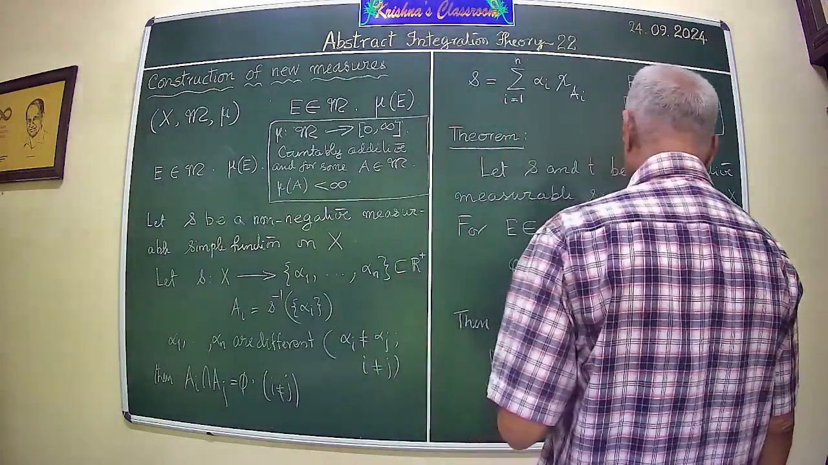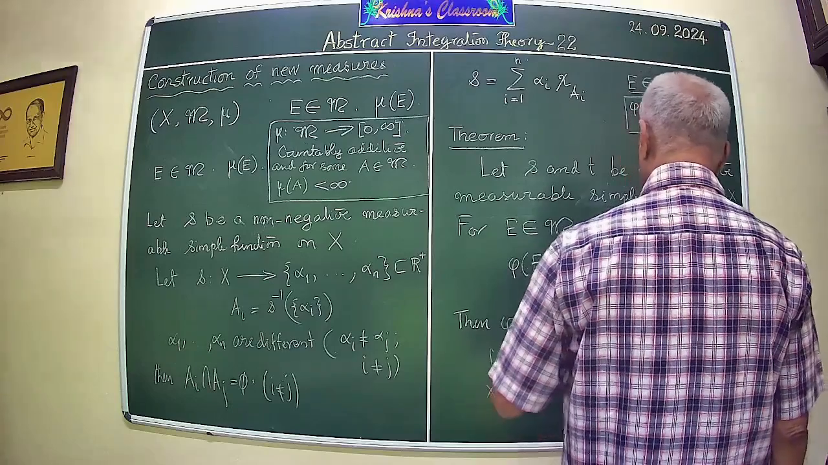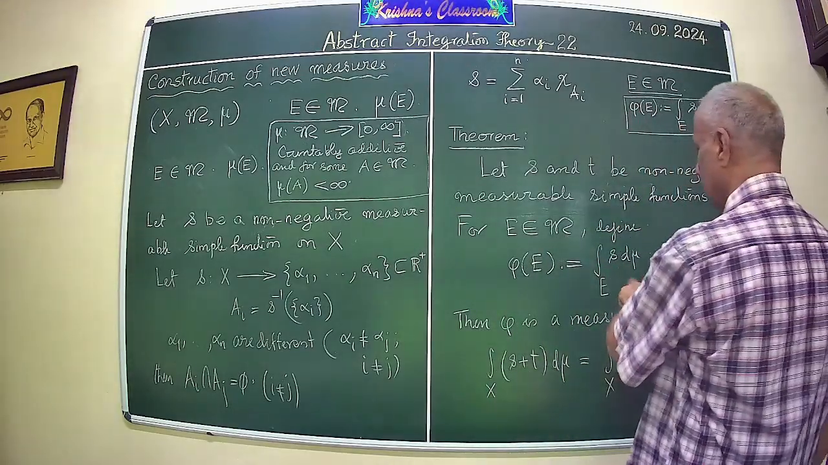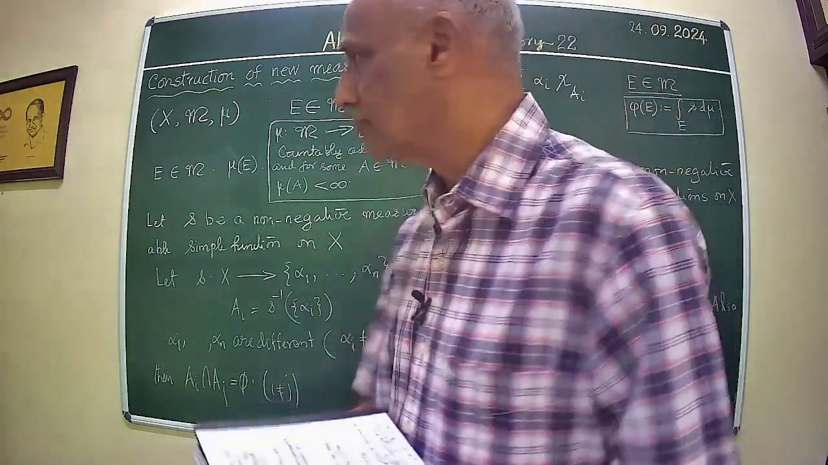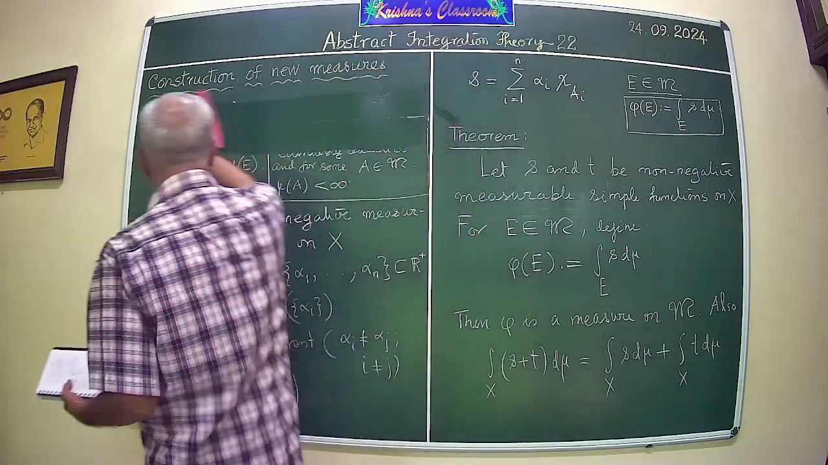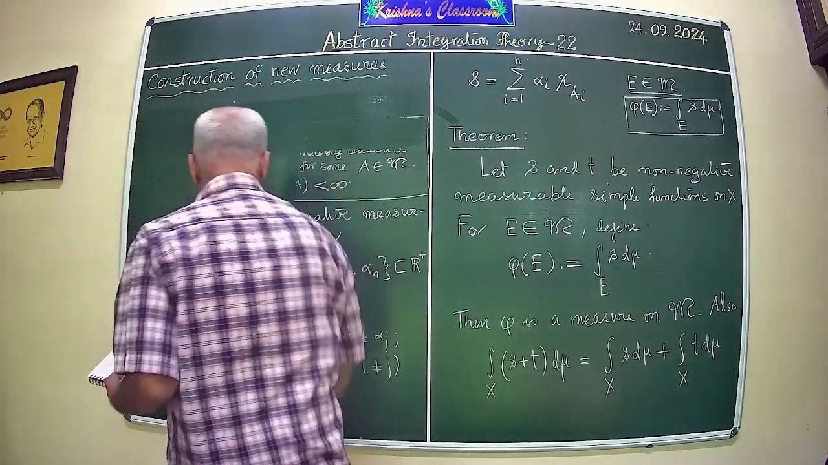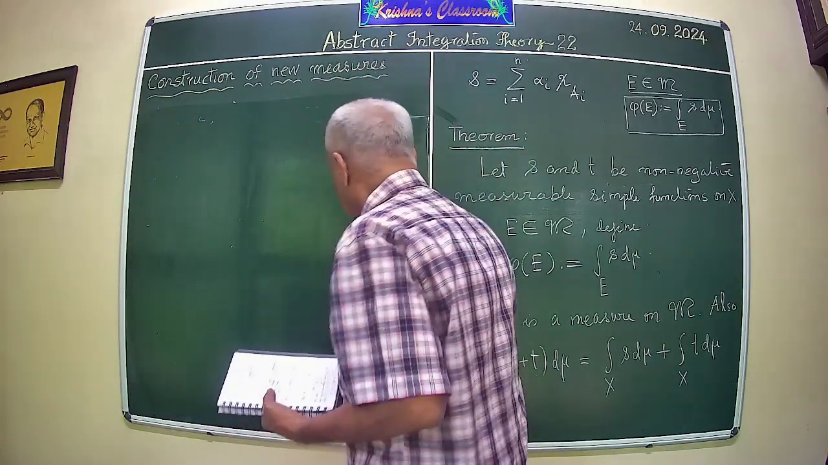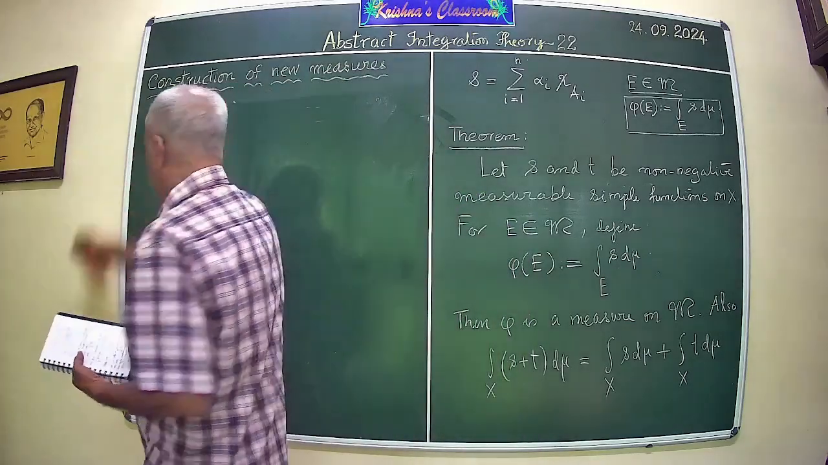So suppose on E you take the function to be equal to 1. In that case, what you get is mu of E. Let us prove this here. Quite easy, routine computation.